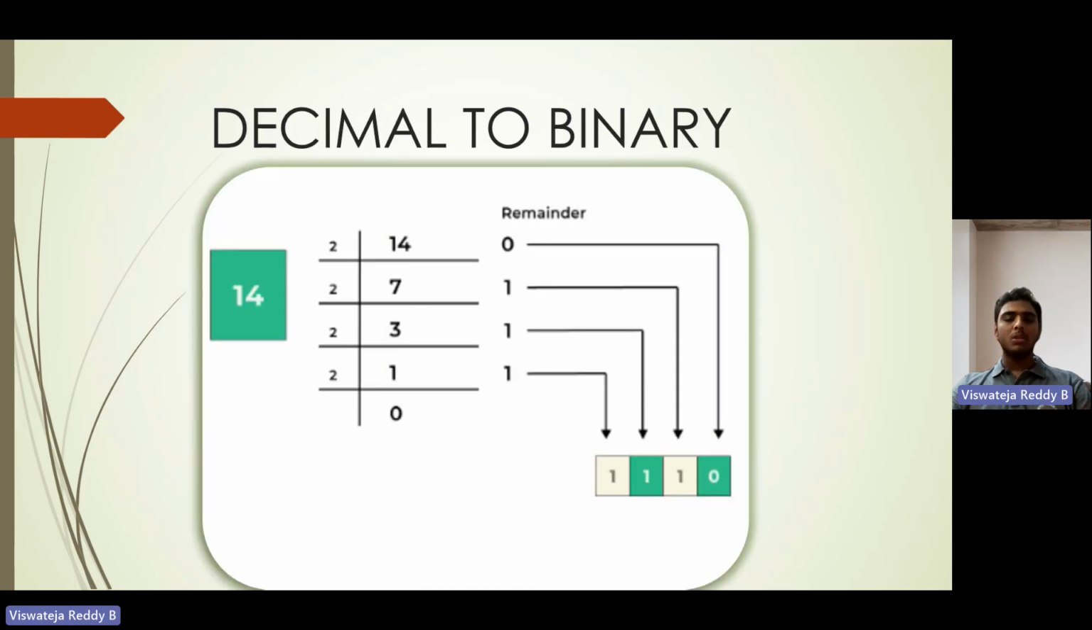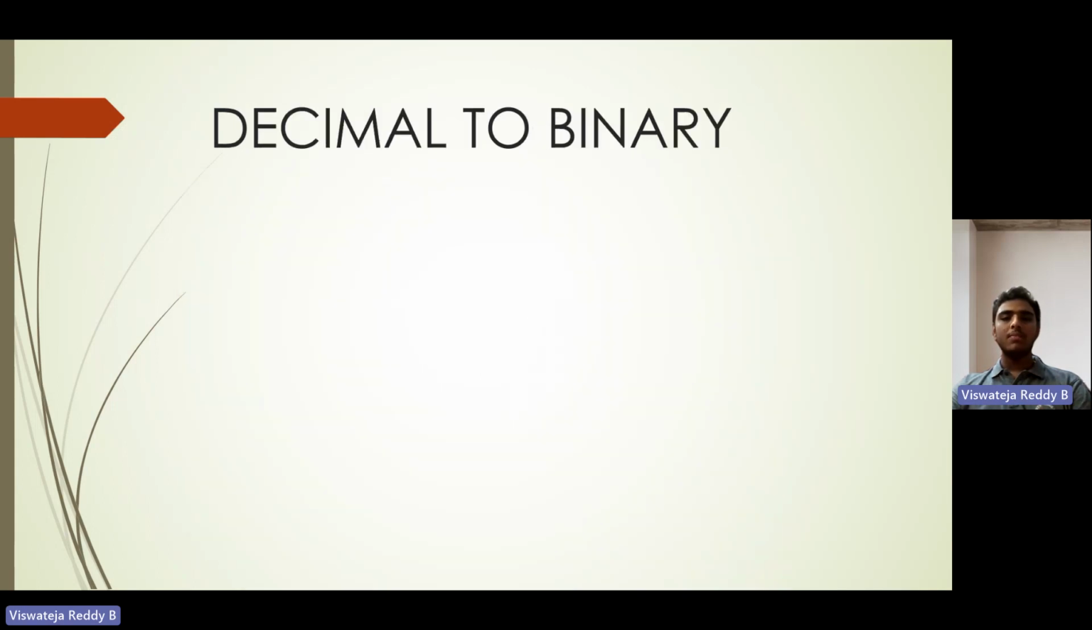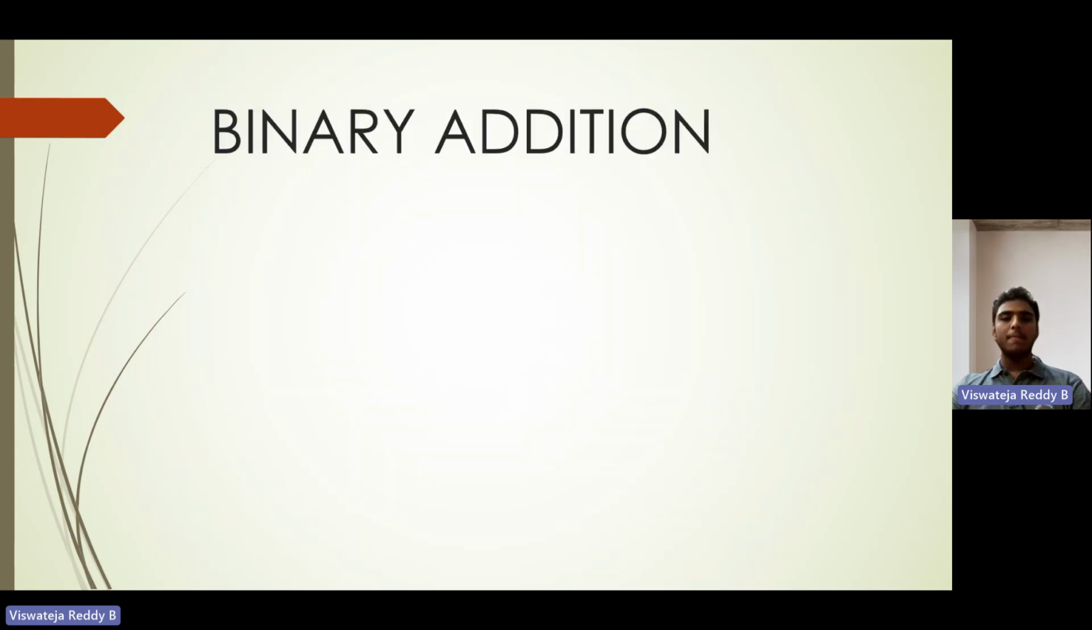Now decimal to binary. The decimal value 14 is converted to binary by dividing the number 14 by 2. The remainders are read in reverse order, like 1, 1, 1, 0. This is the binary representation of decimal value 14. So here we see the conversion of binary to decimal and decimal to binary in a simple way.